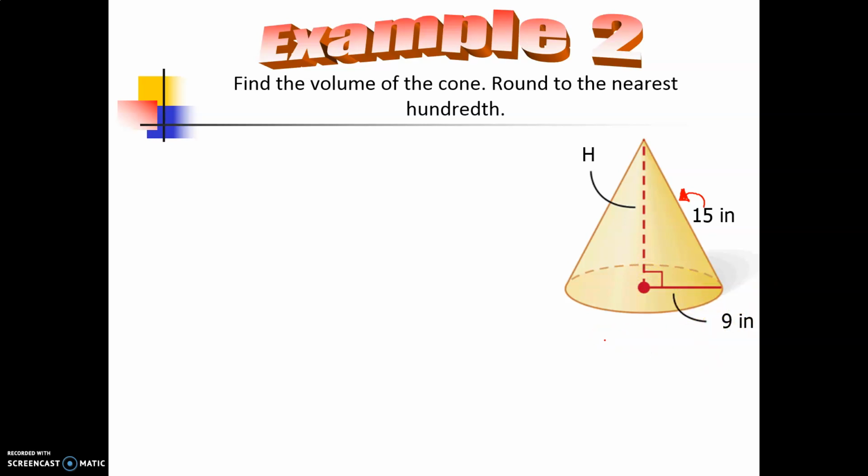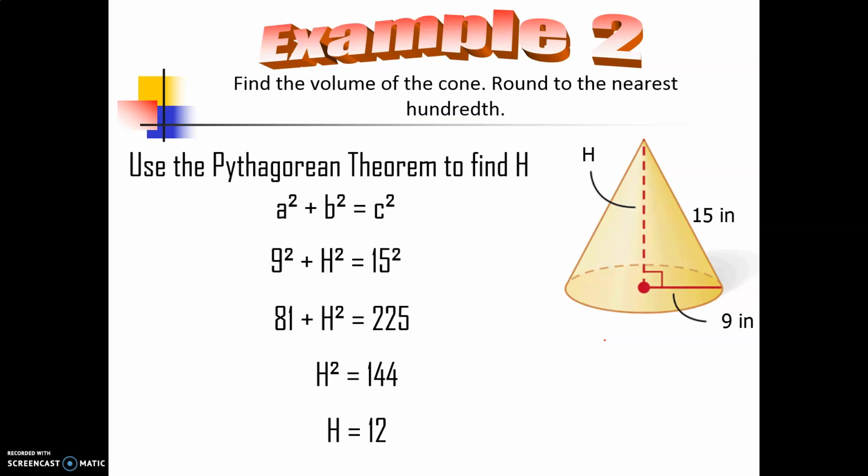All right, so we're going to start off with the Pythagorean theorem. Plugging in the 9 here, 9 squared, a squared plus b squared, with h as our b and the slant height as our c squared. And you're going to notice we get a nice whole number of 12. And remember that 9, 12, 15 is a Pythagorean triple.